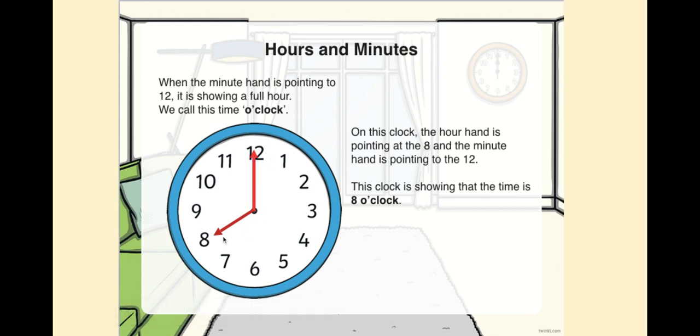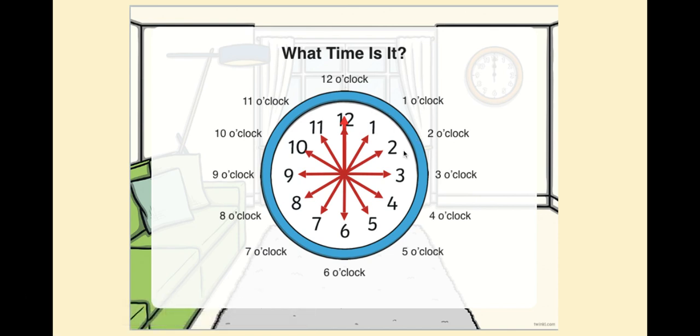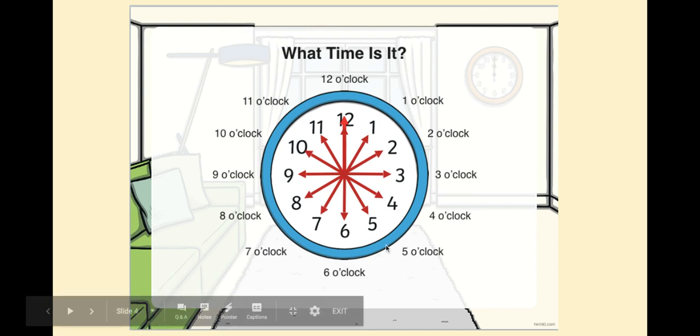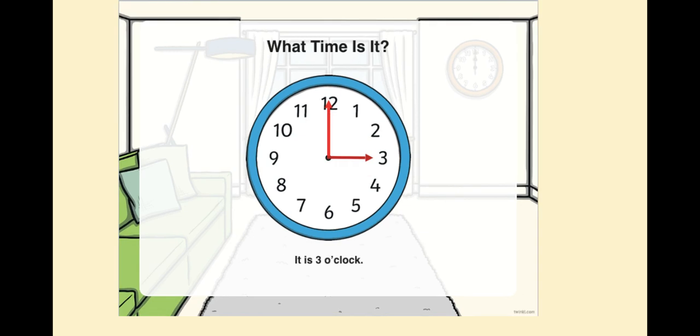We can see here that on this clock, the hour hand is pointing at the 8 and the minute hand is pointing to the 12. So this clock is showing that the time is 8 o'clock. Okay, have a look here. All of these hands are showing the same thing, but it's 12 o'clock, 1 o'clock, 2 o'clock, 3 o'clock, 4 o'clock, 5 o'clock, 6 o'clock, 7 o'clock, 8 o'clock, 9 o'clock, 10 o'clock, 11 o'clock, and then we go back to 12 o'clock. So whenever that minute hand is pointing to a number, that tells us that it's that number and it's an o'clock.